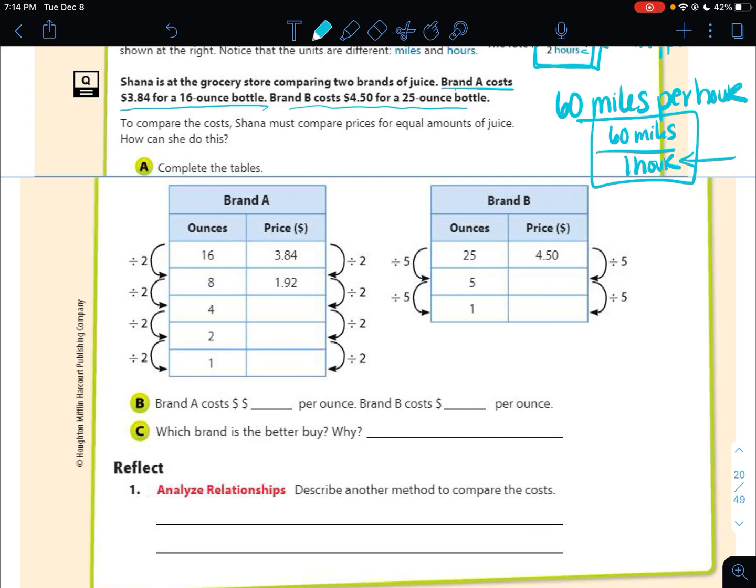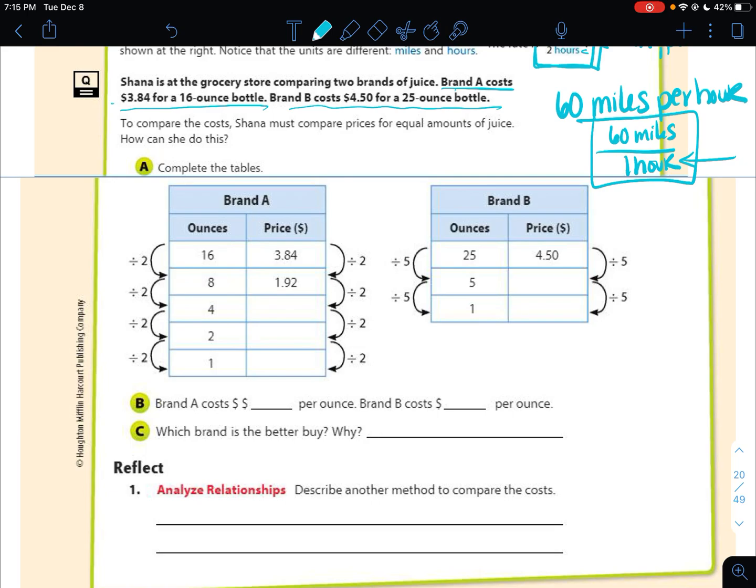But brand B costs $4.50 for a 25-ounce bottle. So this happens all the time. Like when I go to the grocery store or when I go to Sam's Club, I want to buy the best price. I want to get the most bang for my buck. So I need to make sure I'm getting the best deal per 1 ounce of juice.